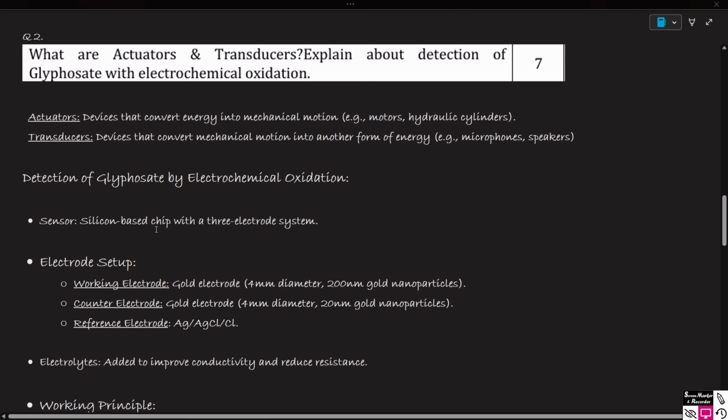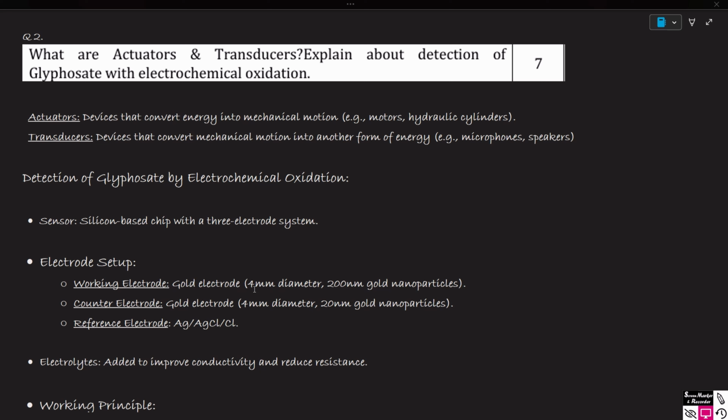Detection of glyphosate by electrochemical oxidation. Here we are using a sensor. The main things are the sensor and the electrodes. Here we are using a silicon based chip with a 3 electrode system. The electrode setup is 3 electrodes: working electrode, counter electrode, and reference electrode. The working electrode and counter electrode both are gold electrodes.